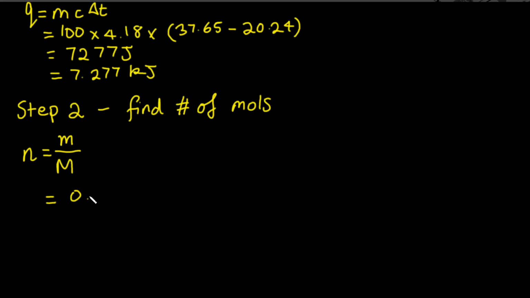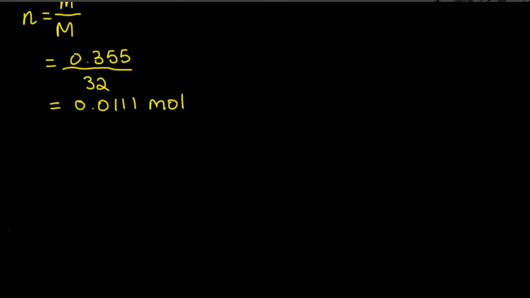So we have 0.355 grams divided by the molar mass of methanol, which is 32, and that gives us 0.0111 moles. So then our final step, which is step 3, is just to find the answer, which is the heat of combustion in kilojoules per mole.